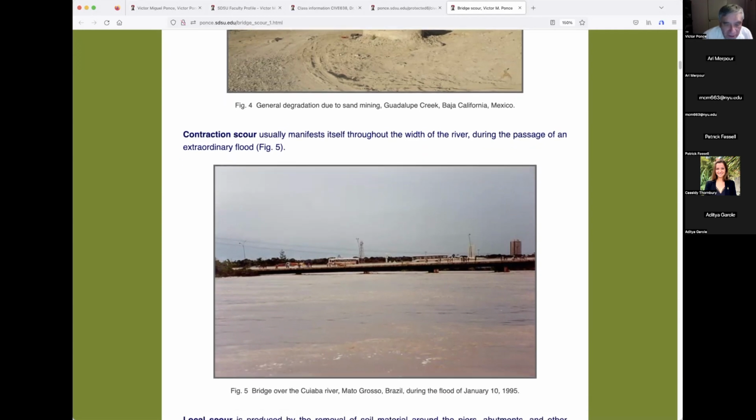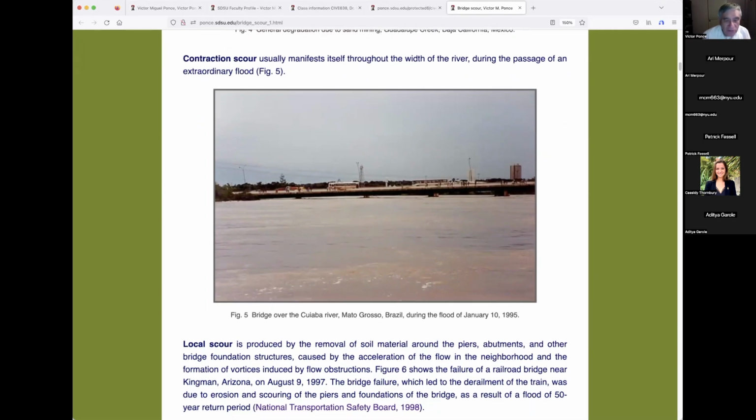Okay, continuing here, contraction scour usually manifests itself through the width of the river during the passage of an extraordinary flood. So this is the bridge over the Cuiabá River, Mato Grosso, during the flood of January 10. I've been in the field many, many times, and typically the floods follow me. If I go out there, then there's a flood out there. And I've shown you cases where I photographed the river directly on the flood, and I was on top of it.